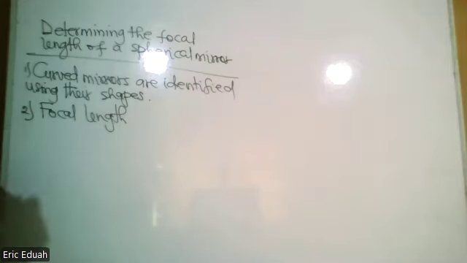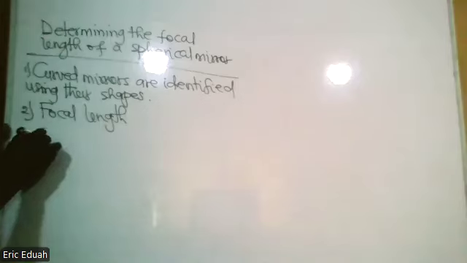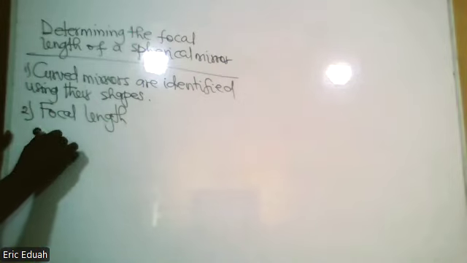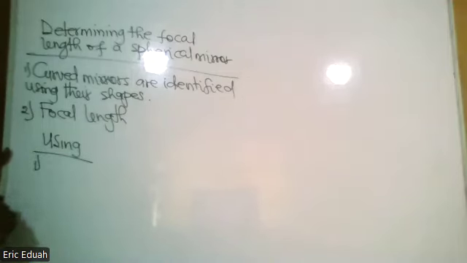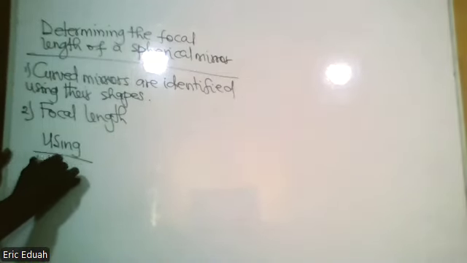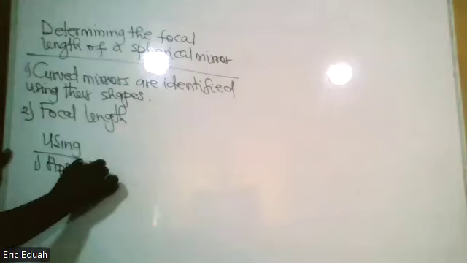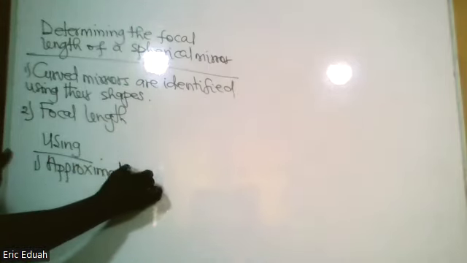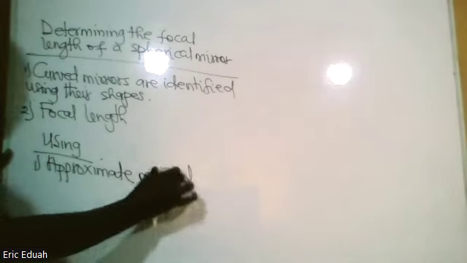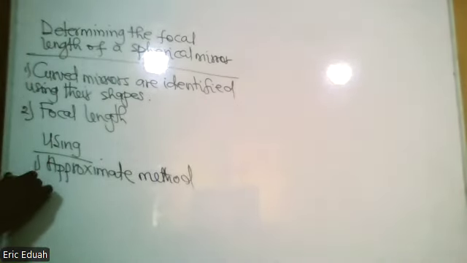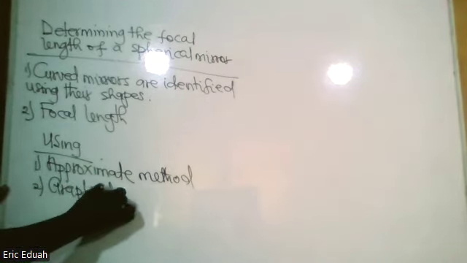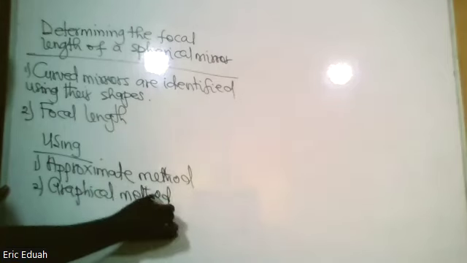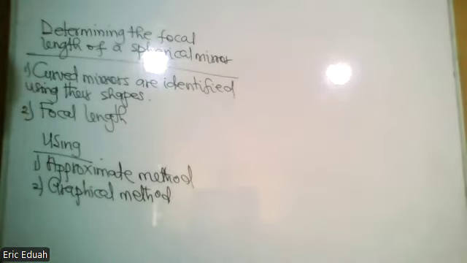There are two quick methods of doing that. The focal length can be determined using, the first method, the approximate method. And then the other method that can be used is the graphical method. So we have the approximate method and then the graphical method.